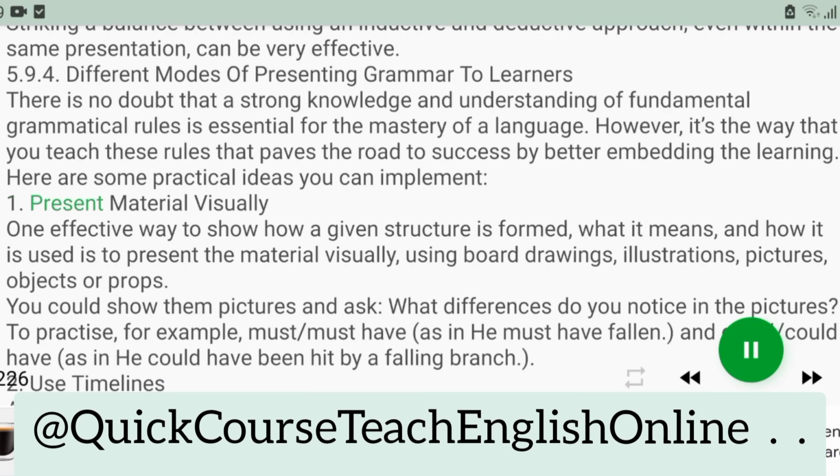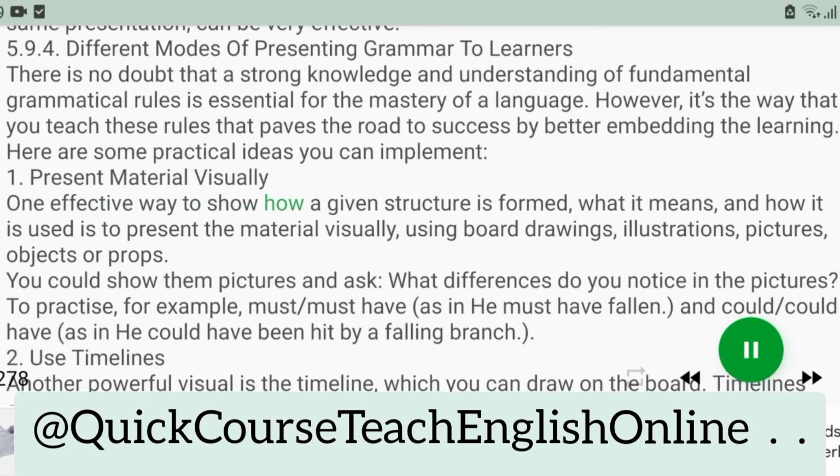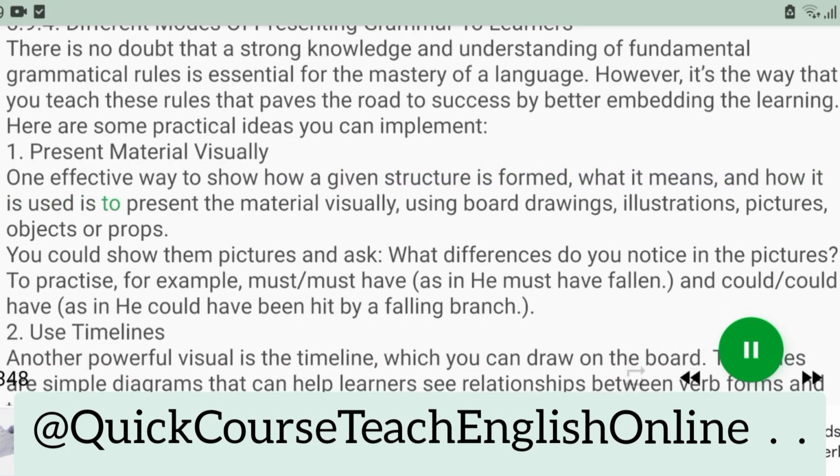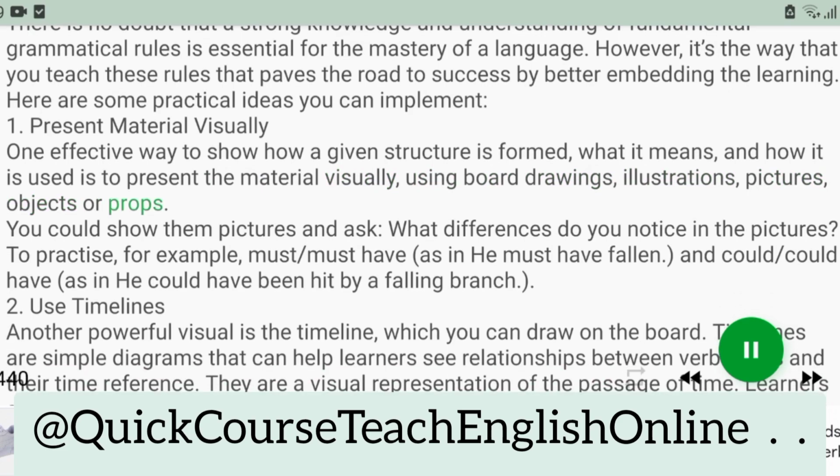1. Present material visually. One effective way to show how a given structure is formed, what it means, and how it is used is to present the material visually, using board drawings, illustrations, pictures, objects or props.